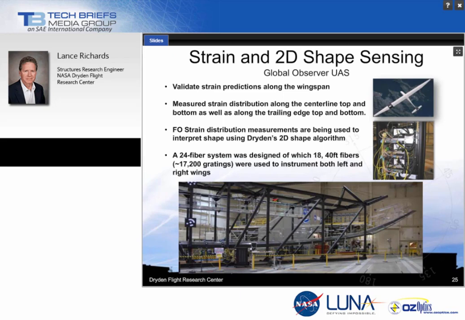And in this case, the goals were to validate their strain predictions along the wingspan. But we're able to install the fiber optics on this in a very efficient way, and then be able to measure these strains from the fiber and also calculate the wing shape. So in this test, with a single system, we were able to measure 17,200 gratings, all in real time from these fibers.